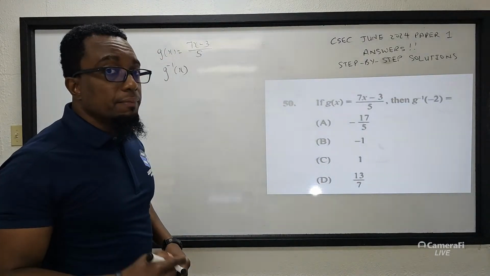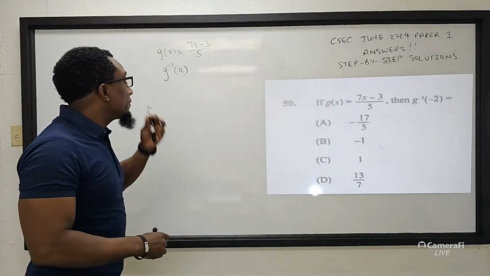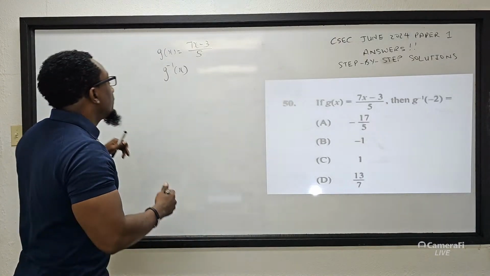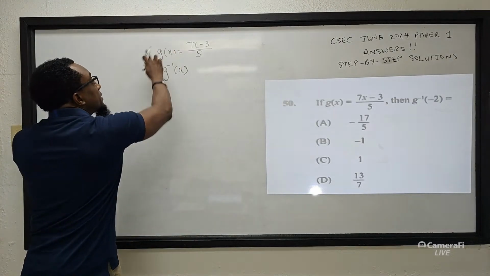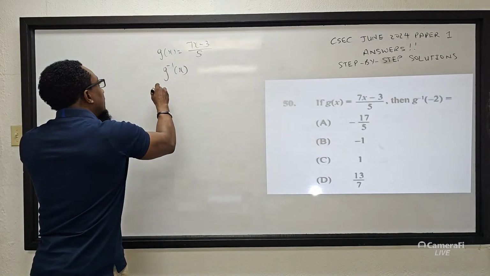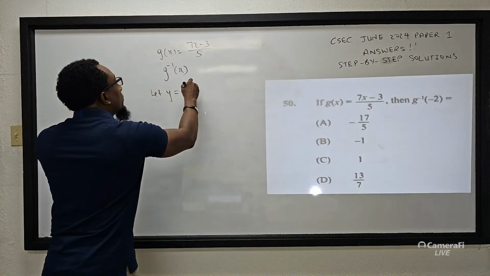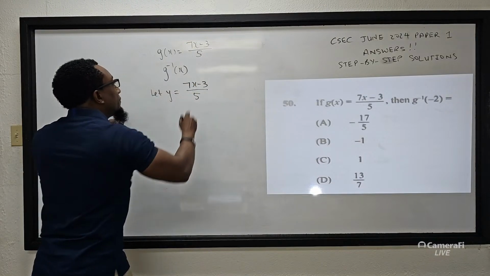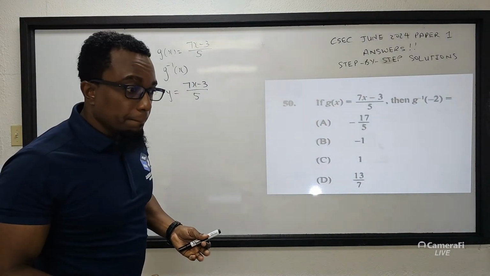So to find g inverse of x, there are some steps we have to implement. 3 steps. The first step is we're going to replace this g of x with y. So instead of writing g of x, we're going to state let y be equal to 7x minus 3 over 5. That's step 1. Easy step.